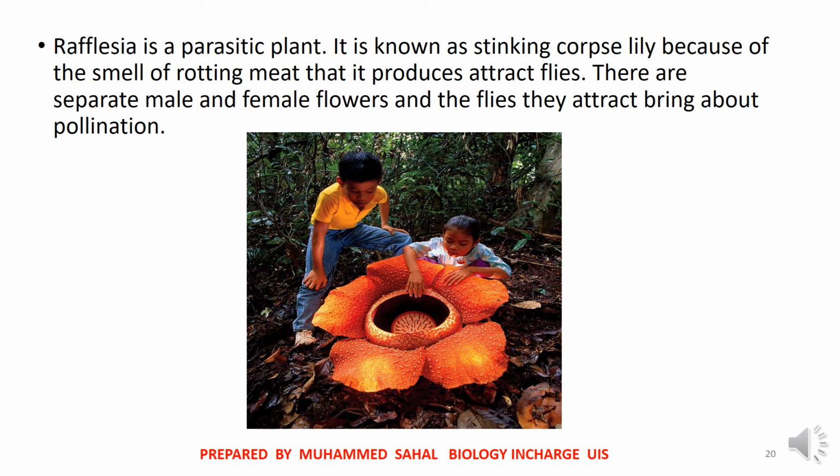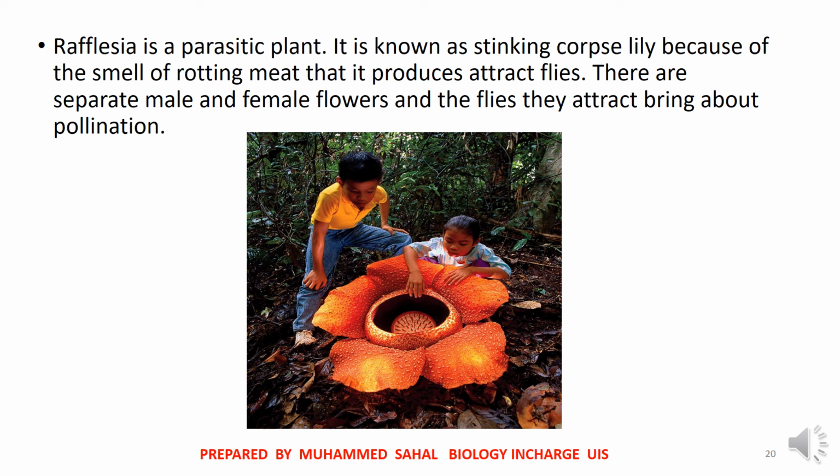Rafflesia. It is a parasitic plant that normally lives on the roots of vines in the Malaysian rainforest. It produces the largest flower of any plant, around 91 centimeters across. It is sometimes called the stinking corpse lily because it smells of rotting meat, which attracts flies. There are separate male and female flowers and the flies they attract bring about pollination.